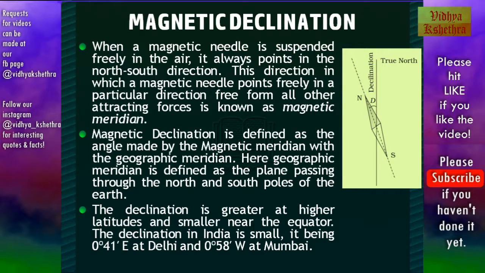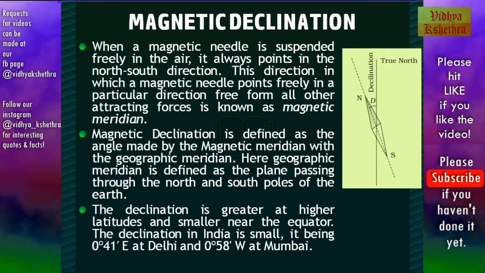The declination is greater at higher latitudes and smaller near the equator. The declination in India is small, it being 0 degree 41 minutes east at Delhi and 0 degree 58 minutes west at Mumbai.